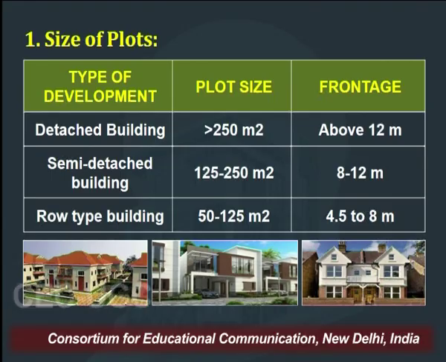So, for 250 square meters and above, frontage has to be more than 12 meters. Semi-detached building between 125 to 250 square meters will have 8 to 12 meters. For row type building with a plot size ranging between 50 to 125 square meters, it will have 4.5 to 8 meters of frontage. So, these values that you are seeing, that there is a range between 8 to 12, 4.5 to 8, these ranges are flexible ranges and come under the purview of the local building authority. So, that is why I keep on saying that you have to refer to the local building bylaws to work out how much is the exact value.